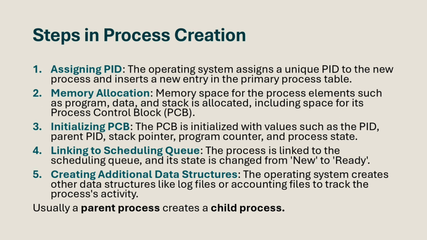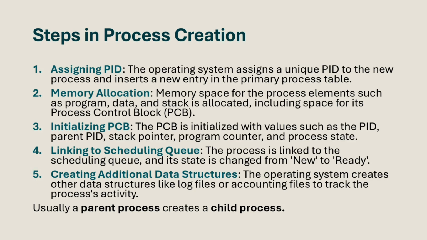The first one is assigning PID. We have discussed PID is the unique process identifier. The operating system assigns this unique PID to the new process, and it is also inserted into the primary process table as a new entry. After this, we move on to the memory allocation. For this process, a certain amount of memory is allocated for the process elements such as program, data, and stack, including space for its process control block.